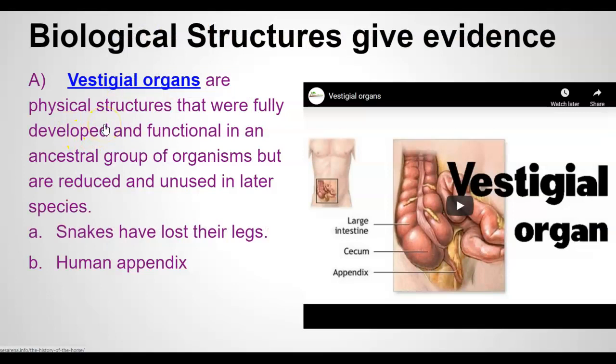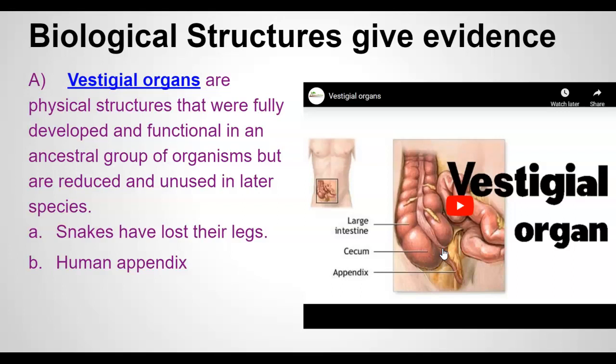Some other types of structures give us evidence. These are biological evidence. Biological evidence looks at things like vestigial organs. Vestigial is an organ that is reduced and unused. This picture here shows your appendix. I've had plenty of students who had to have their appendix taken out. It does nothing for you as a human.